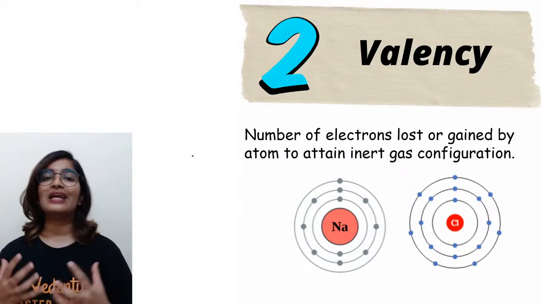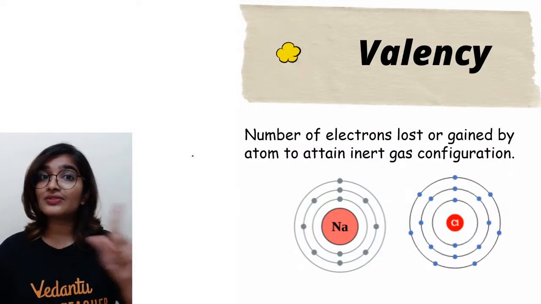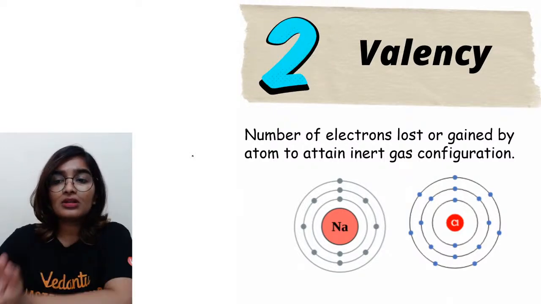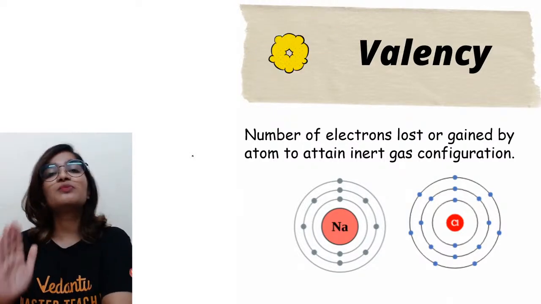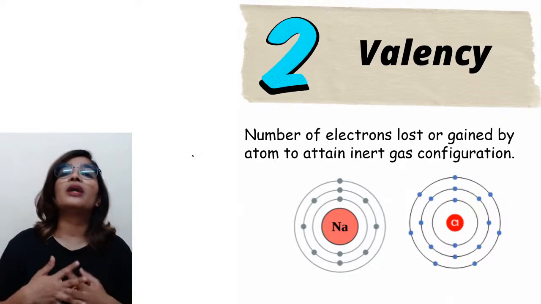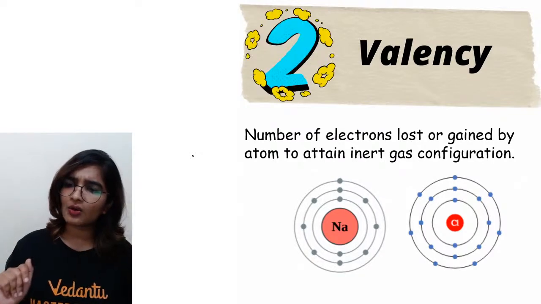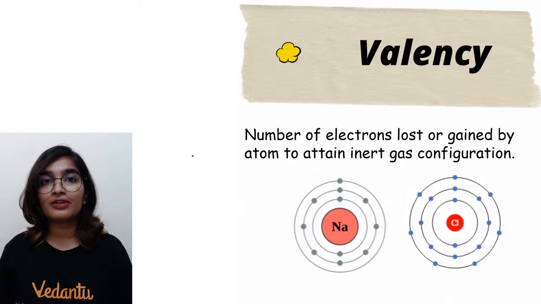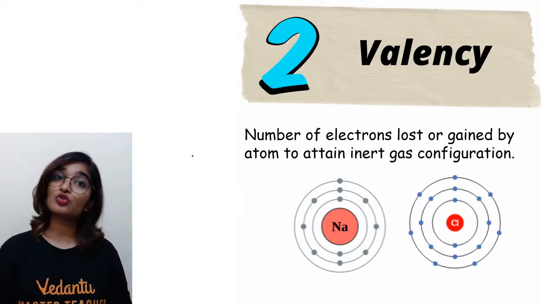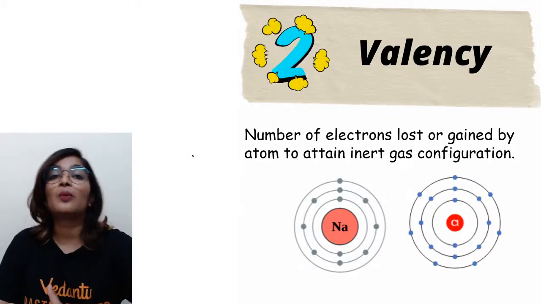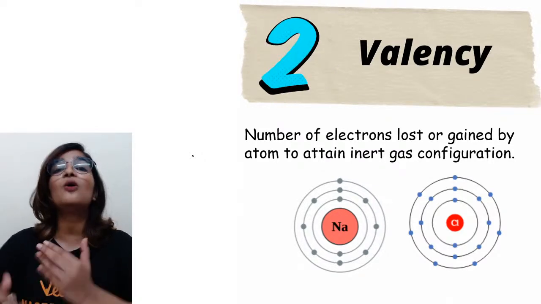Now what is valency? See, valence electrons and valency are different. Please do not get confused. Valence electron is the number of electrons present in the outermost shell. That's all. And when it comes to valency, you have these many electrons. How many more electrons do you need to get that octet configuration? Or how many more electrons should you lose to get the octet configuration? So that is valency, the combining capacity of an atom.